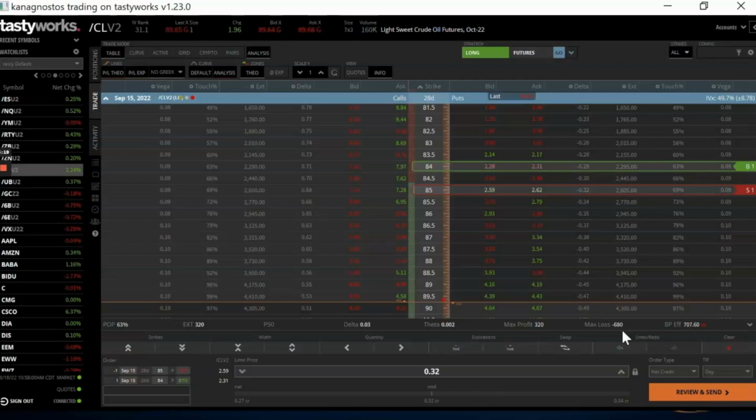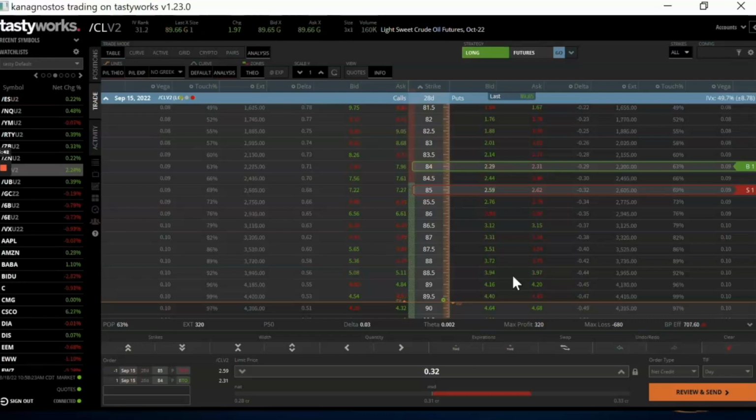Now, of course, you can make the spread wider if you want to collect more, and that will also increase your risk. You can make the spread narrower if you want to reduce your risk, but you'll also collect less credit. And of course, you can move the entire thing closer to the money or further away to make it more aggressive or more conservative.